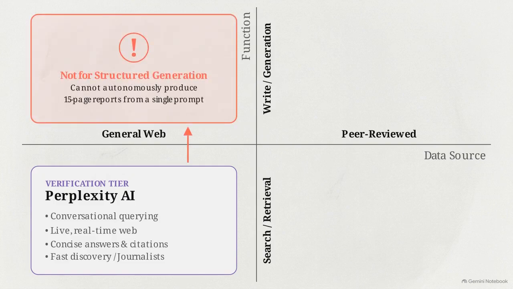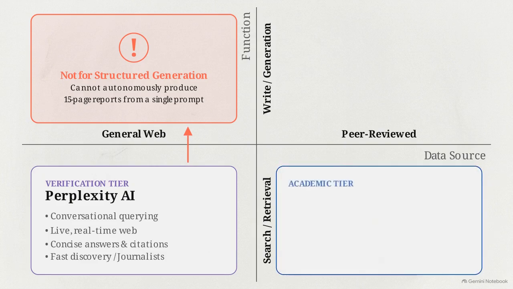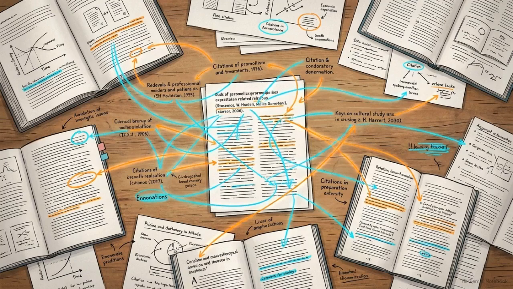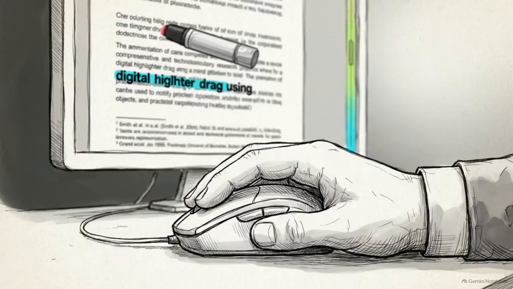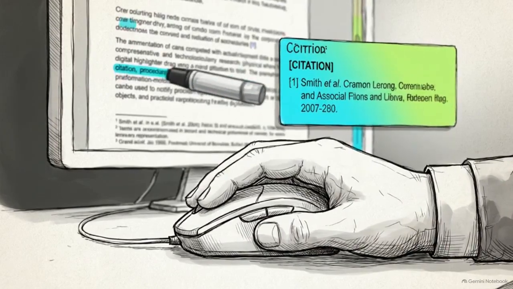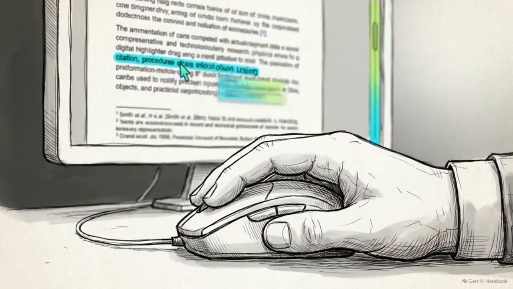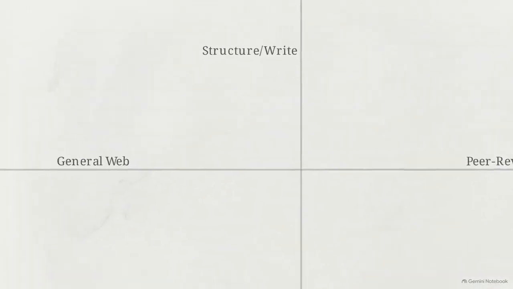Moving to the bottom right, we find the academic tier, Elicit, Consensus, and Scite.ai. These query strictly within verified scientific databases and peer-reviewed journals. These tools extract evidence and map citation networks, showing you exactly which subsequent studies support or contrast a specific scientific claim. If your job depends on proving exactly where a fact originated, your tools must live on the retrieval half of this matrix.